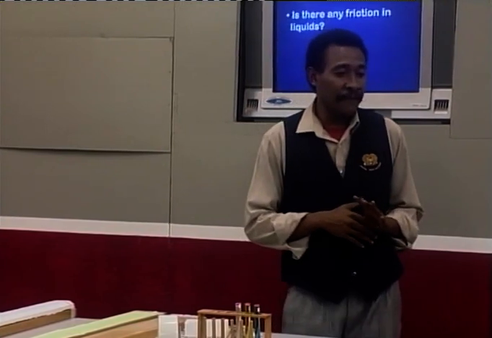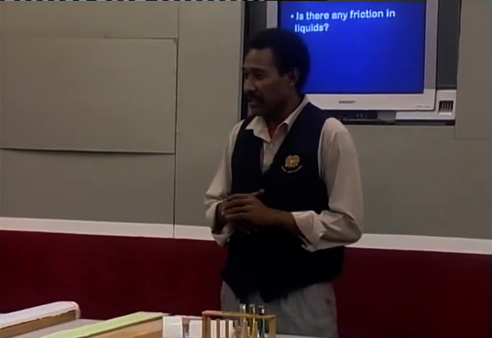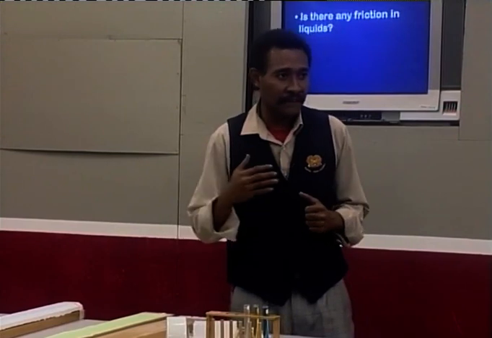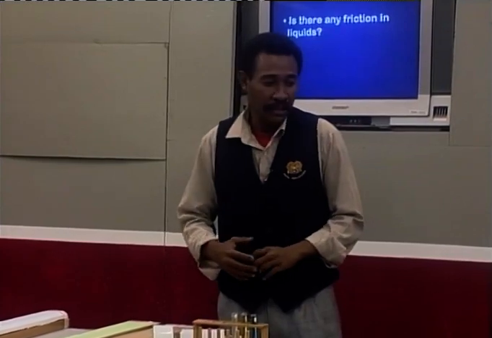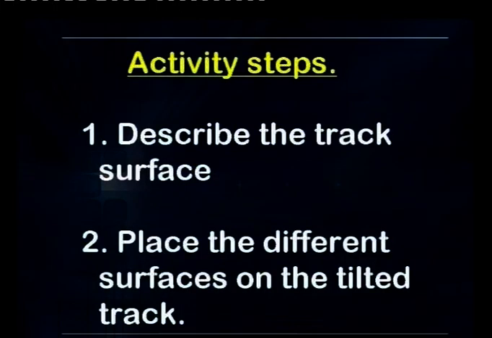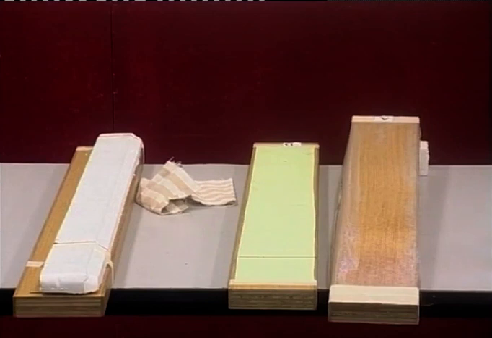So the question: is there any friction in liquids? Now you will carry out an activity and try to find out if there is friction in liquids. You have different types of liquids in front of you. Now your instructions. You will first describe the track surface. We have 3 different surfaces there. You will quickly, in your groups, discuss the differences between each of the tracks and describe each of them. I'll allow you to quickly discuss the surfaces.